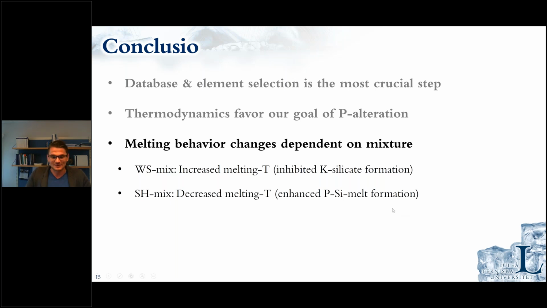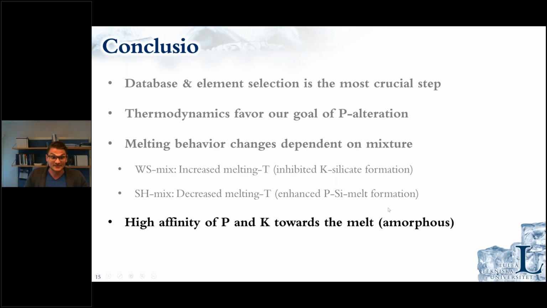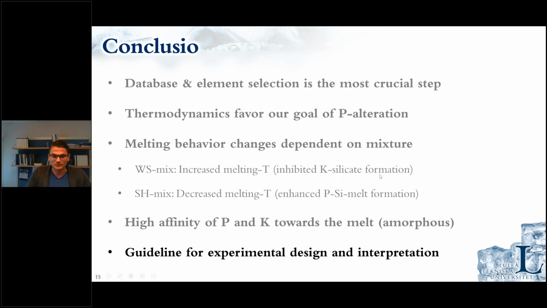We have increased melting temperatures in wheat straw when wheat straw gets an additive of sewage sludge, because we inhibit potassium silicate formation. But sunflower husks, since they don't contain a lot of phosphorus or silicon, actually show a decreased melting temperature. Also, we can see that phosphorus and potassium have a high affinity towards the melt, and therefore we need to expect amorphous structures as well in reality. And it was a very suitable guideline for our experimental design. So we could actually design a lot of stuff more or less derived from our calculations.